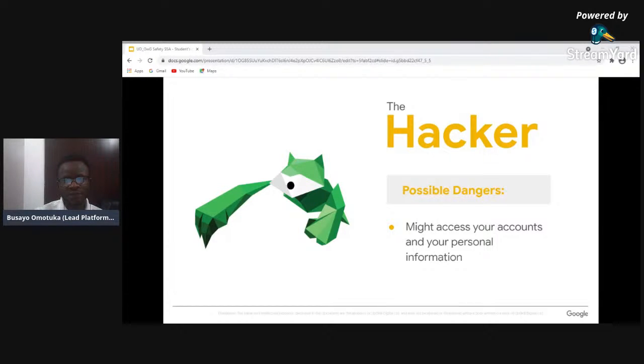So there's no way you can talk about being strong on the internet and not talk about the hacker, right? So the hacker, they're just like ourselves. They are human beings, and all they do on the internet is come there and compromise people's security. So they might access your account and your personal information. So we need to be on the lookout for them.